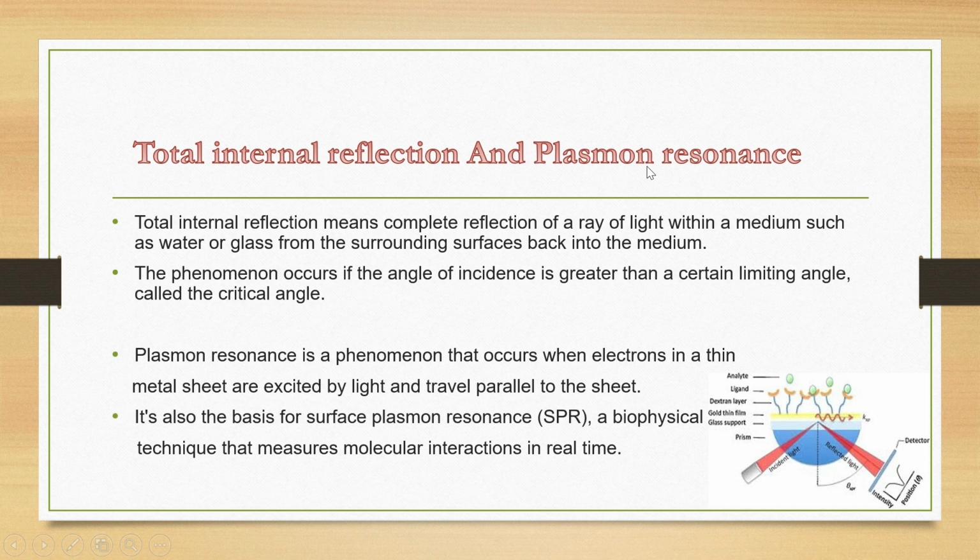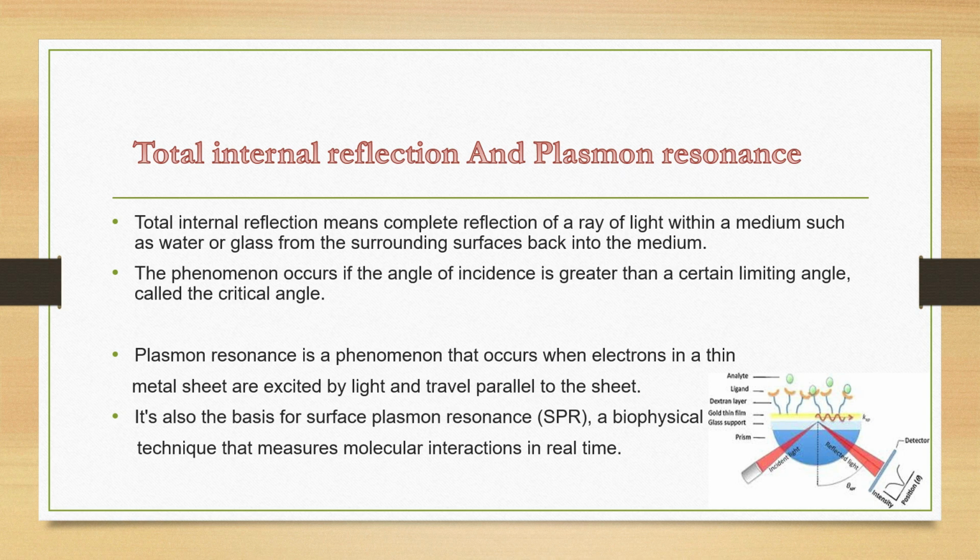Similarly, plasmon resonance is a phenomenon that occurs when electrons in a thin metal film are excited by light and travel parallel to the sheet. Basically, it is a process where a beam of light is passed through a prism and strikes a metal surface like gold and silver layers. It generates electron charge density waves at the interface between the two media, known as plasmons. The metal surface reflects with reduced intensity.